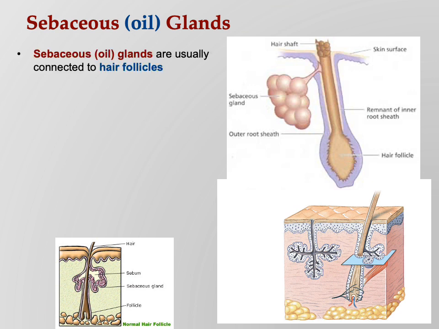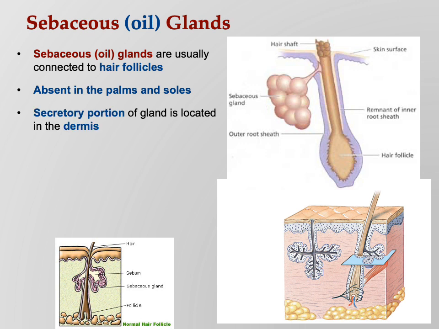These are the oil glands. They're normally attached to hair follicles. Again, they're providing oil that will soften and make the hair flexible and prevent split ends. You don't have them on the palms and soles because that's where you normally grip.